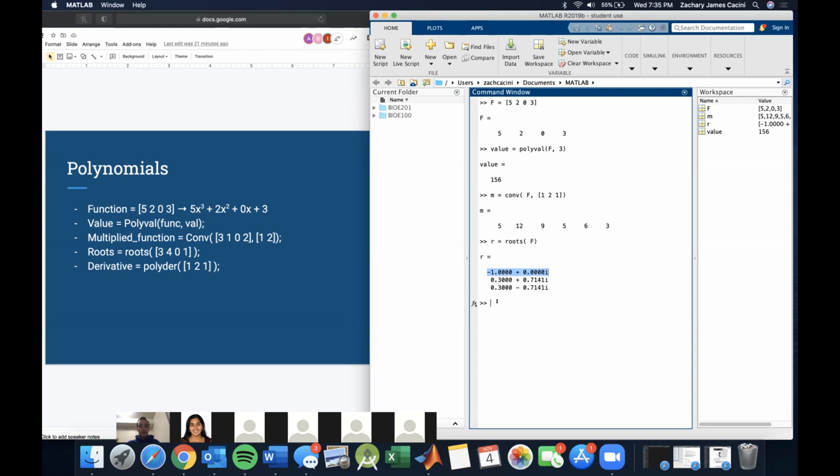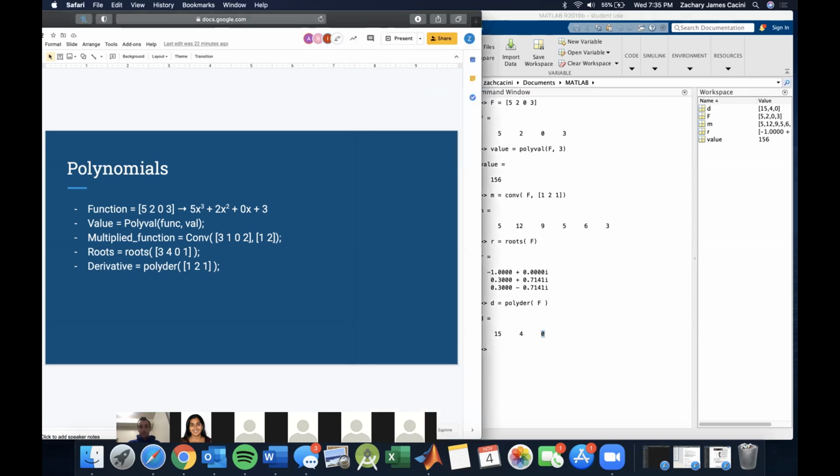And then for the derivative of polynomials, you use polyder and f, and we get 15, 4, and 0. So 15, 4, 0, that makes sense. And it needs to include that 0, so we know that's the value of x to the 0, then 4, x to the 1, and 15, x to the 2. Again, makes sense because we start with x cubed.